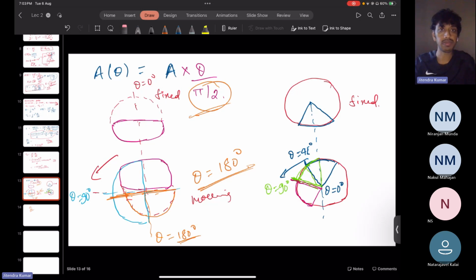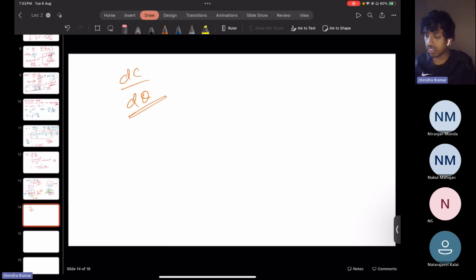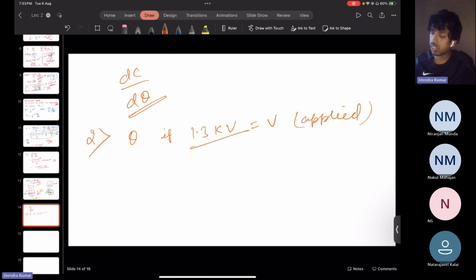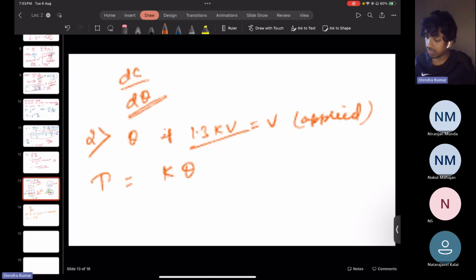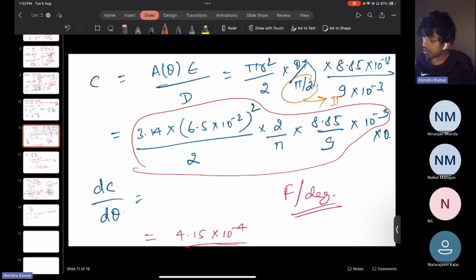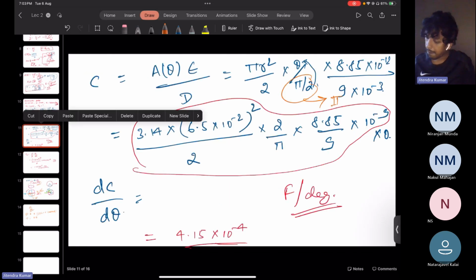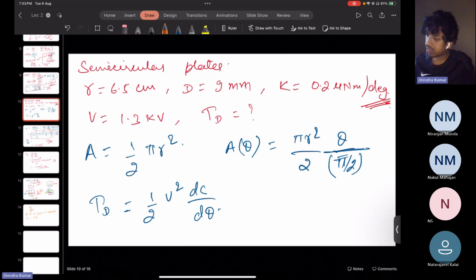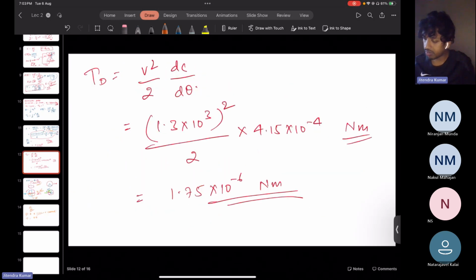Okay, so this was the deflection torque. Now the second part is very easy. We need to calculate the deflection theta if 1.3 kV is applied. Since you have calculated torque, we have to just equate it with k theta, and k was mentioned in the problem. Isn't it? So k is mentioned here, 0.2, and theta we need to calculate, and torque we have calculated.